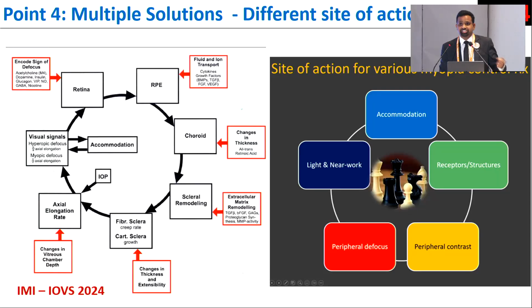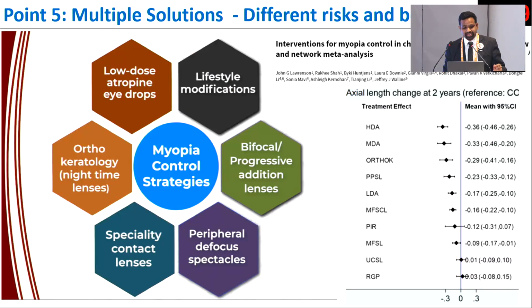Unless you play like chess, which means you pick your treatment very wisely, you will not be able to see desirable outcomes. One thing I want to indicate is that there is evidence to say that all these treatment strategies actually work. This is a living systematic review that we published a year ago, which indicates that high dose atropine, yes, great, fantastic, but it has its own complications.